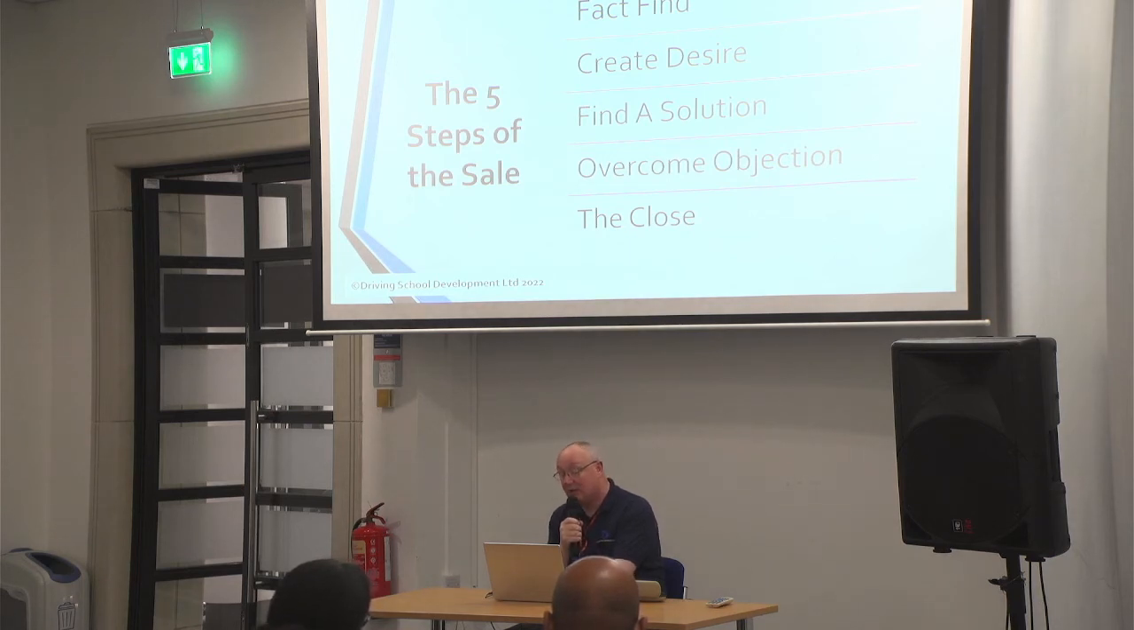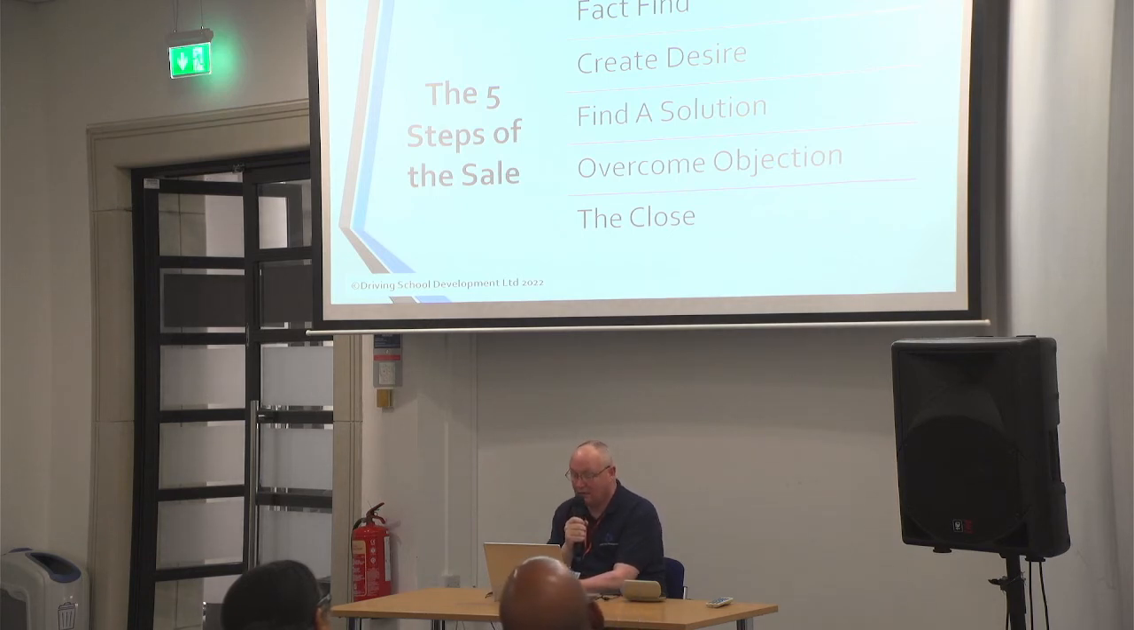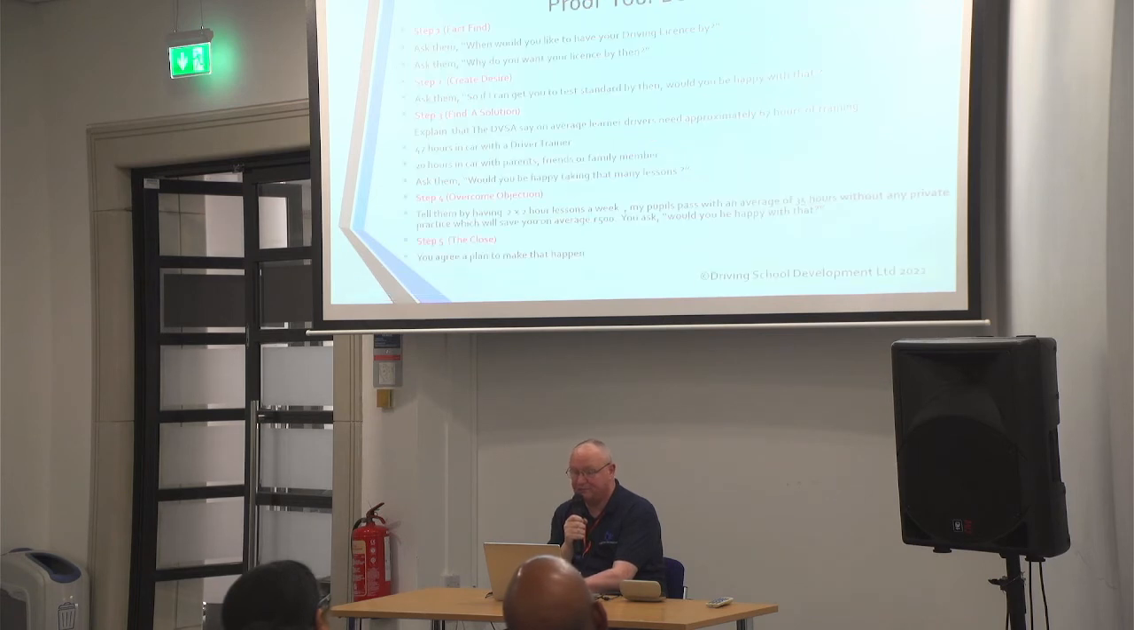And then once you've overcome the objection, the final step is the close, which is where they've agreed to become a pupil of yours, they've prepaid for their first lesson, and you have now got an agreement with them to have X amount of lessons a week up until and including their proposed test date. So how do we use the 5 steps of the sale to actually recession-proof your business?